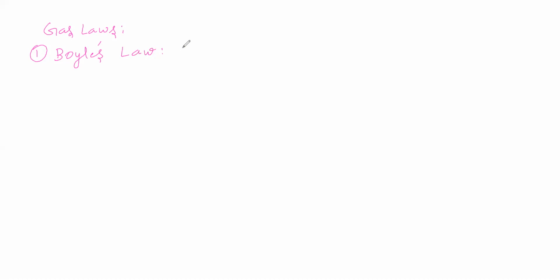Regarding gas, what gas did Boyle take? He took air. He fixed the number of moles of air as some fixed quantity. Then the temperature of the air also he took as a constant, fixed value. Then he varied the volume of the air, or the pressure of the air. From that, what conclusion did he get? That we will see.